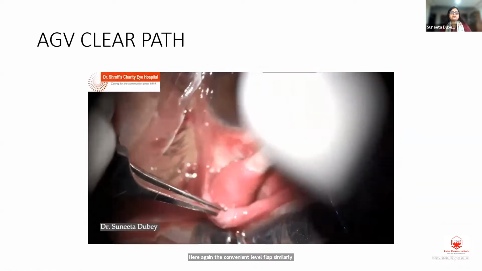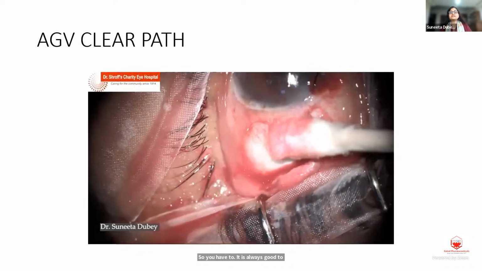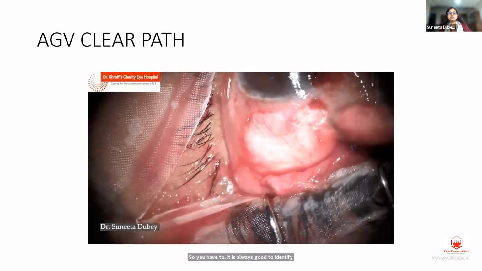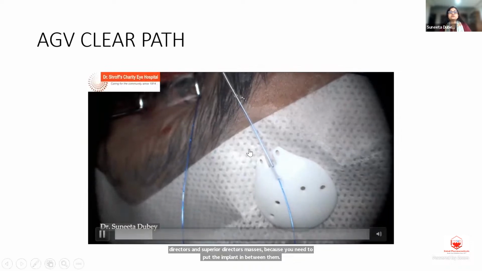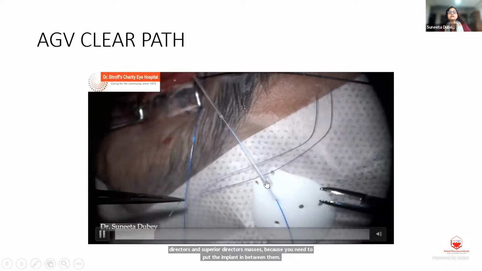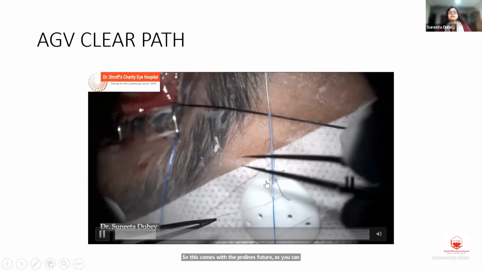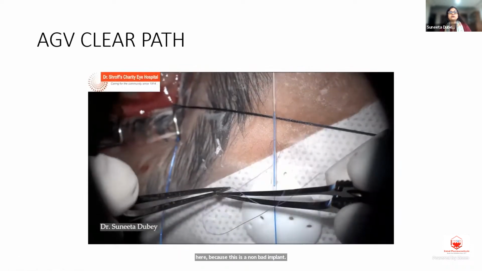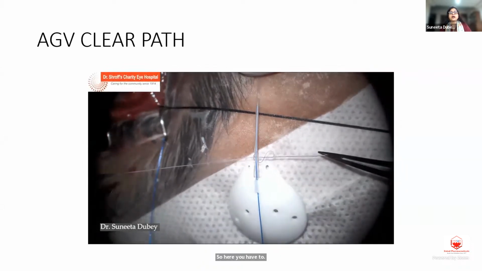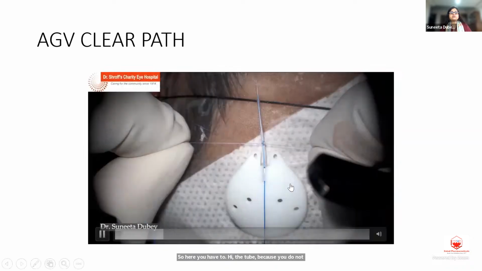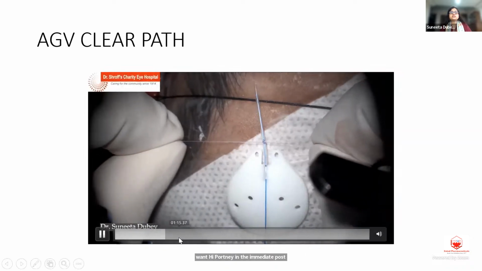So it is always good to identify the lateral rectus and superior rectus muscles, because you need to put the implant in between them. This comes with the Prolene suture, as you can see here, because this is a non-valved implant. Here you have to tie the tube because you do not want hypotony in the immediate post-operative period. So you just tie it.